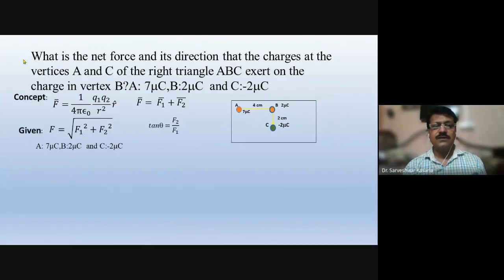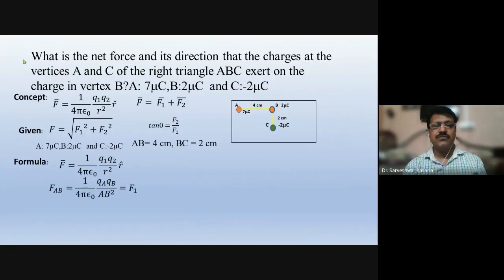So given 7 microcoulomb at A, 2 microcoulomb at B, and minus 2 microcoulomb at C. Distance AB is equal to 4 centimeter. Distance BC is equal to 2 centimeters. So we use the formula. We need to solve it by using magnitude formula only. Here we can transform the formula. FAB is equal to 1 upon 4 pi epsilon 0 QA QB upon AB square, say F1.